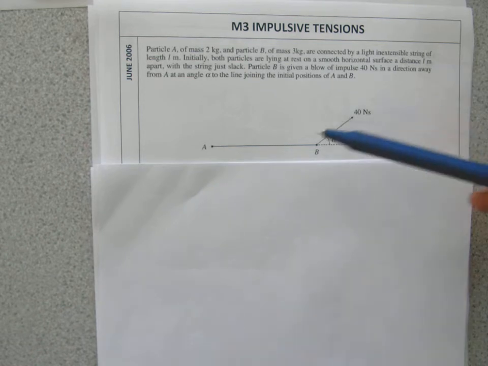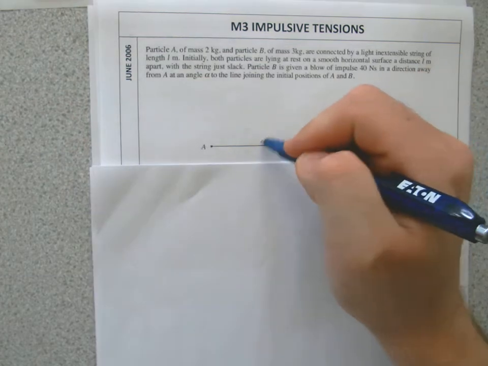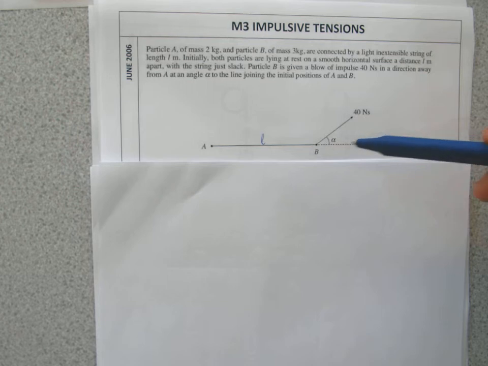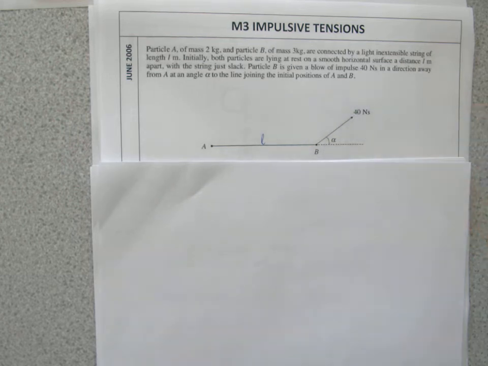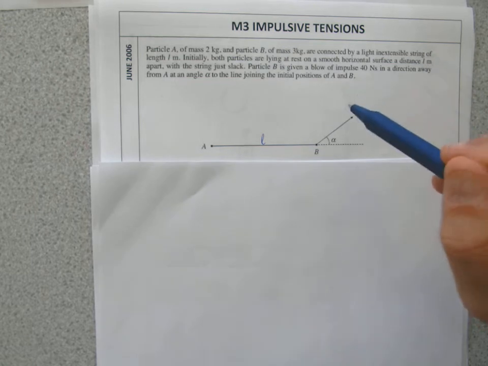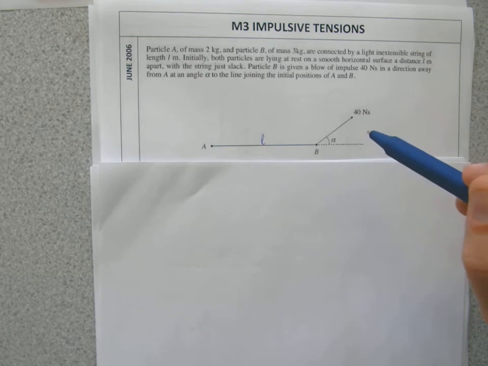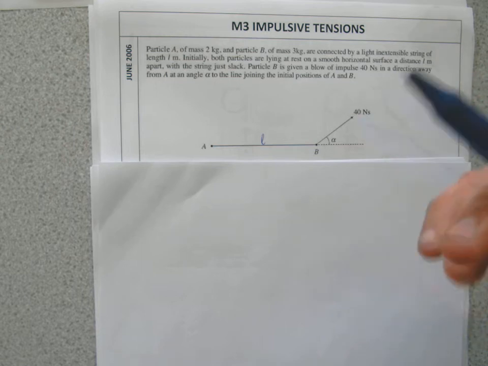Right, so in this question, you can see the string is of length L, and that's the distance between A and B to begin with. But the string is just slack, it's not perfectly taut yet. Then an impulse of 40 Newton seconds is applied to particle B at this angle alpha. Now remember, impulse that acts on a body results in a change of momentum. That's what impulse is, isn't it?